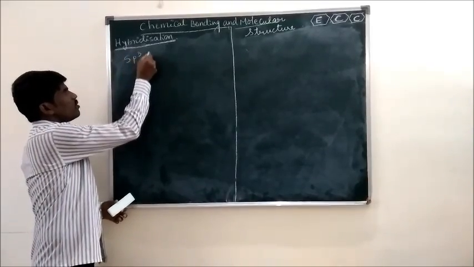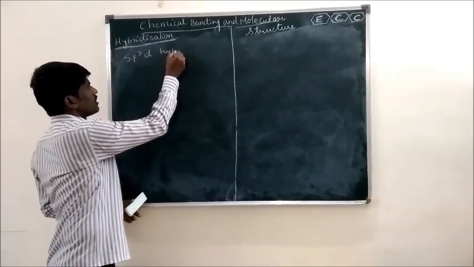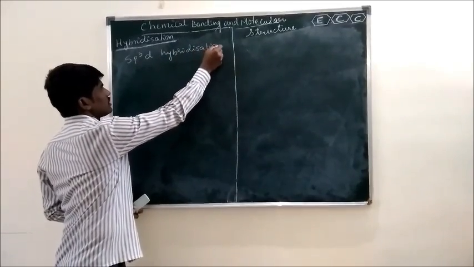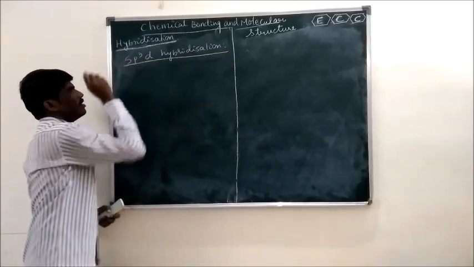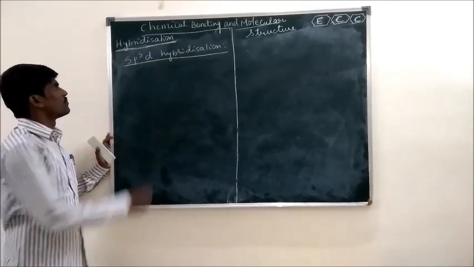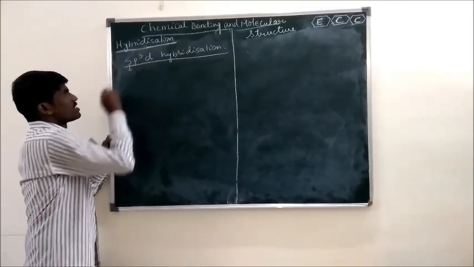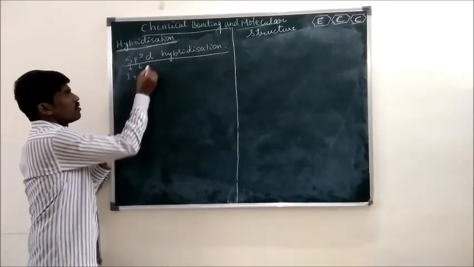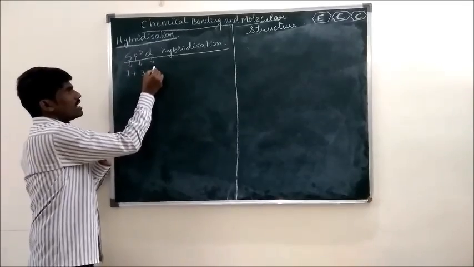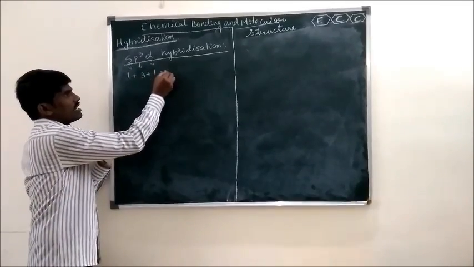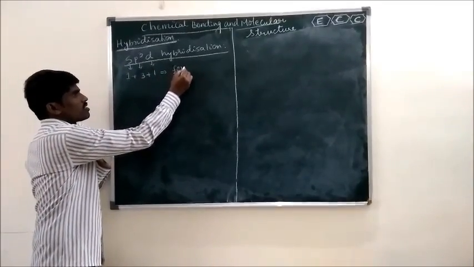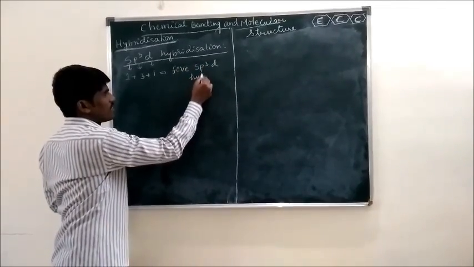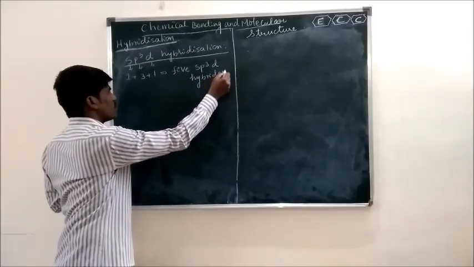If d orbitals are involved in hybridization, that is sp3d hybridization. Somehow it's an interesting factor. Let's see. In which one s orbital is involved plus 3 p orbitals are involved plus 1 d orbital is involved. Hence total hybrid orbitals are 5. It gives 5 sp3d hybrid orbitals.